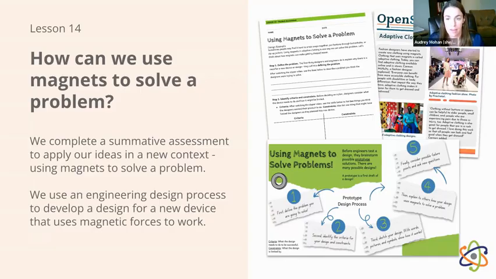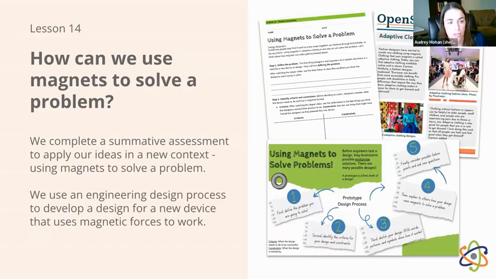At this point, I forgot to mention, but they're working with criteria and constraints. We've introduced them to those words at this point. So now they work through that as a class using adaptive clothing and think through the criteria and constraints for a successful solution to the problem. And then they get to go into a big brainstorm about how we could use magnets to solve other problems, any other problem that they can identify. And they go through a prototyping process.